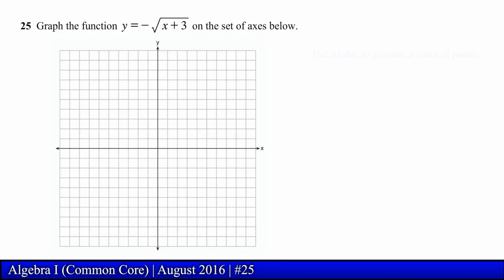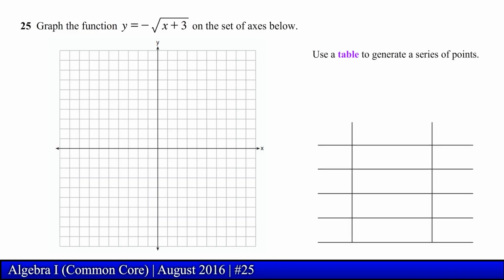We can accomplish this by setting up a table and generating a series of points by choosing appropriate values of x. These values represent the x-coordinate of the point. We then evaluate the function with these values to obtain the output or y-coordinate of the point. In the end, we connect the points with a curve.